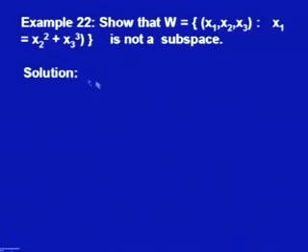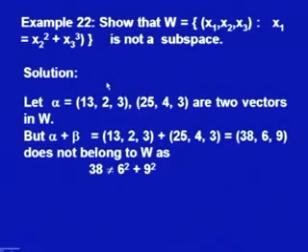Now the next example has the constraint x1 equal to x2 square plus x3 square, and we will see that it is not a subspace. Now, the solution: we consider an example where alpha is (13, 2, 3) and beta is (25, 4, 3), two vectors in W. One can easily see that they satisfy this constraint.